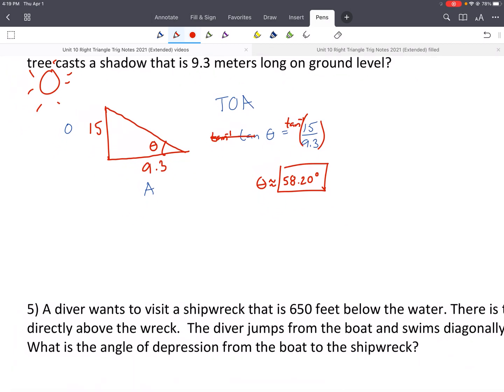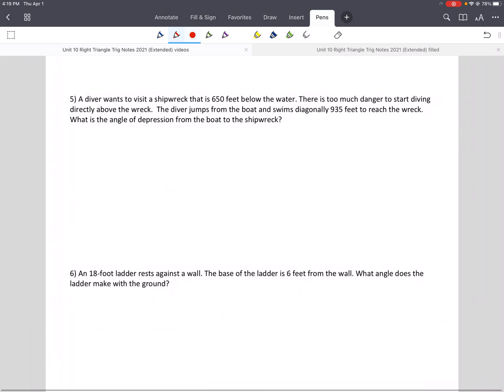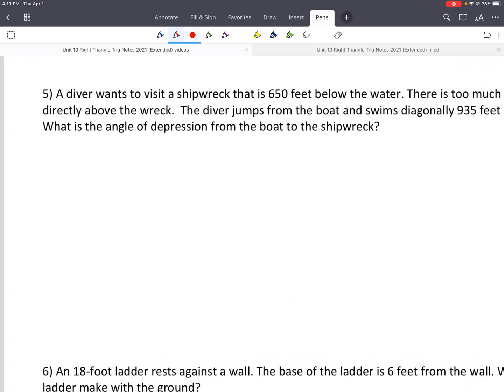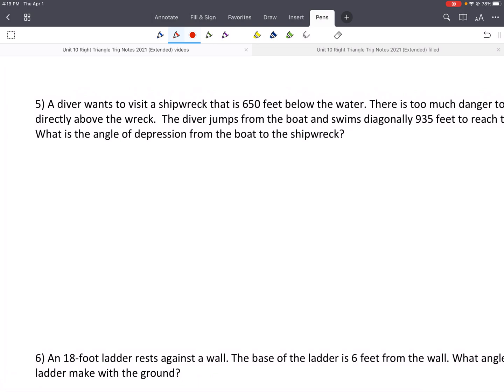Use those units. Okay, why don't you give 5 and 6 a try? You can skip over the work and just see what the answer is, and you'll see where you're at. All right, so a diver wants to visit a shipwreck that is 650 meters below the water. So here is my water. Nice water, huh? And then over here, 650 feet below the water is this shipwreck. I'm going to do my best. This is my shipwreck under the water.